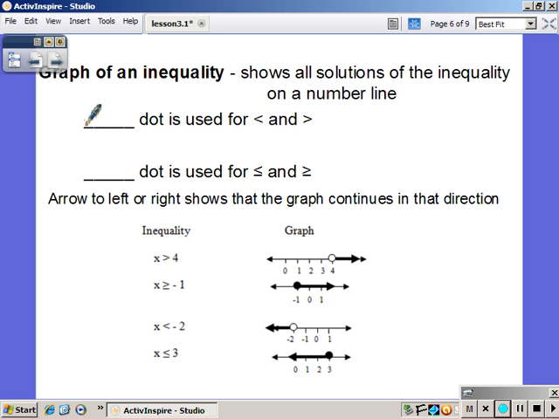We use an open dot for less than and greater than, no or equal to. We're not allowed to use that particular value as a solution. So we use an open dot to signify we can get really, really close to that number, but never actually use it as a solution. A closed dot will signify that we are allowed to use that number as one of our values. That has the or equal to.